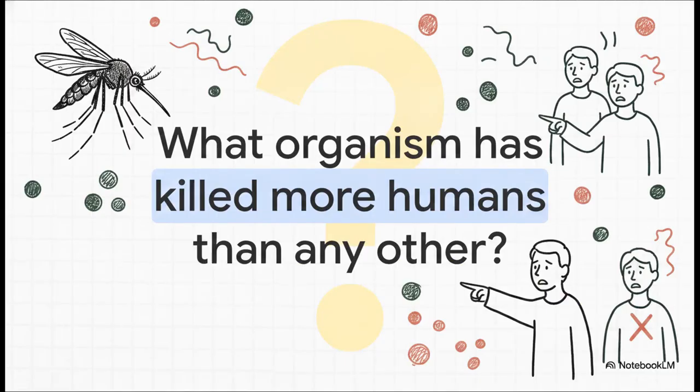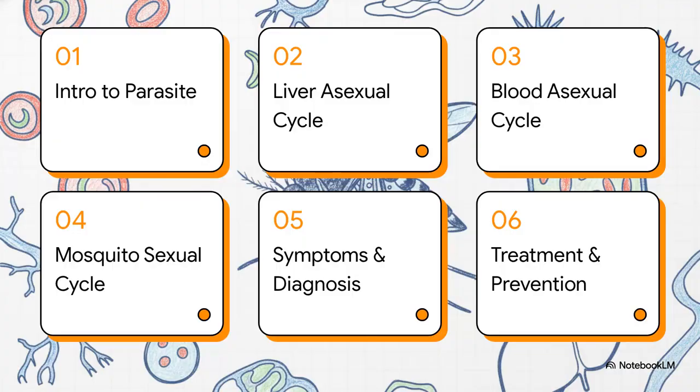So let me ask you a question right off the bat. What organism has killed more humans than any other in our history? You might think of apex predators like sharks or tigers, or perhaps certain viruses. But the true answer? It's a tiny, single-celled protozoan called Plasmodium, which is transmitted by the bite of the female Anopheles mosquito. To truly understand this microscopic menace, here is our agenda for this explainer.